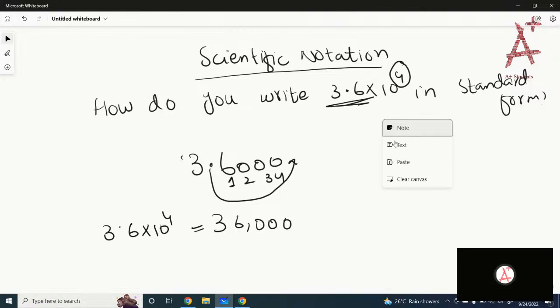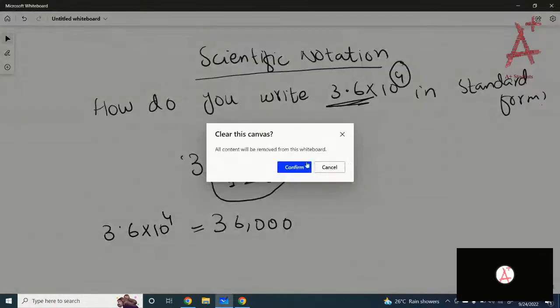Okay, let's do another example. Okay, the next one is: how do you write 9.07 times 10 exponent 5 in standard form?